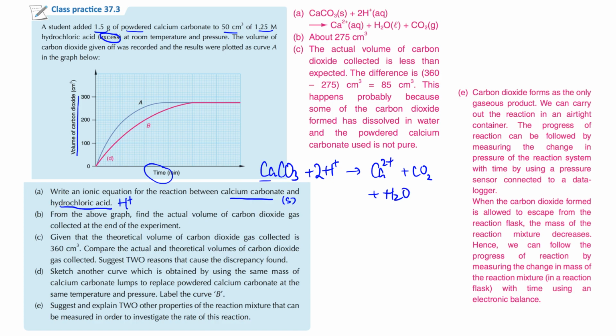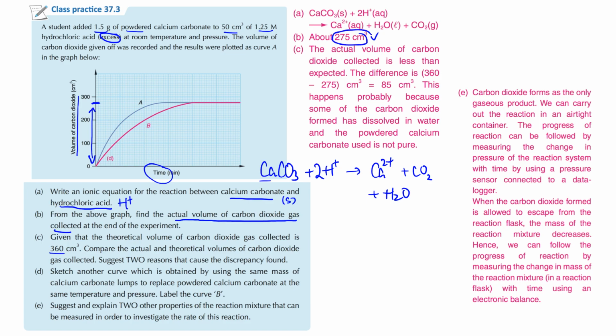From the graph above, find the actual volume of carbon dioxide collected at the end of the reaction time. Basically, it will be from here all the way up to here, the distance between these. So roughly it is 275 cm cubed. You just read from the graph. Given that the theoretical volume of carbon dioxide gas produced is 360, it is far more than the experimental one, 275.